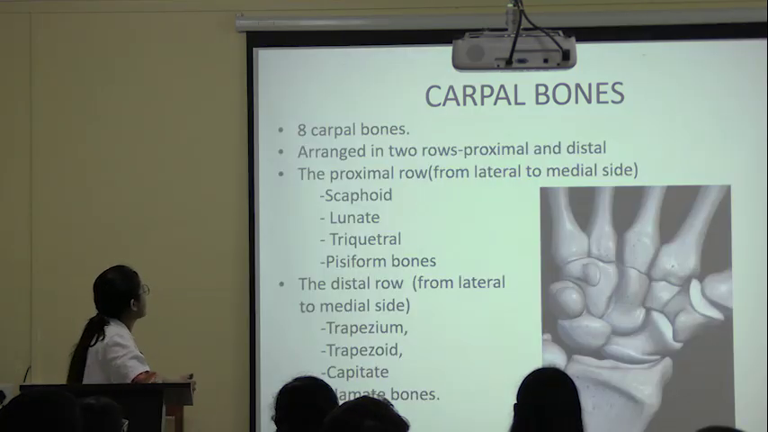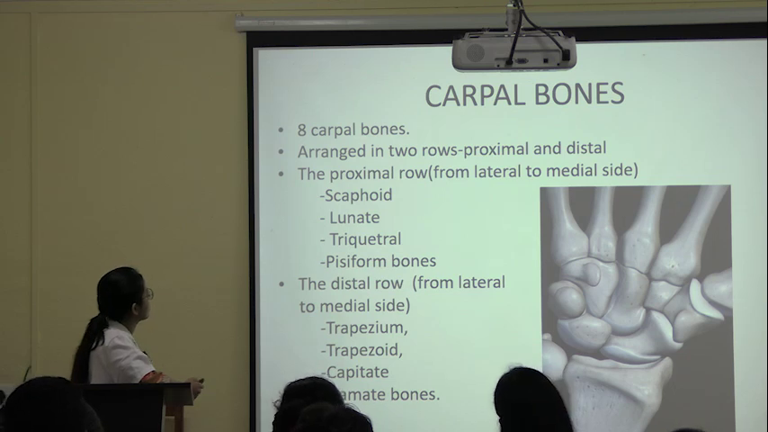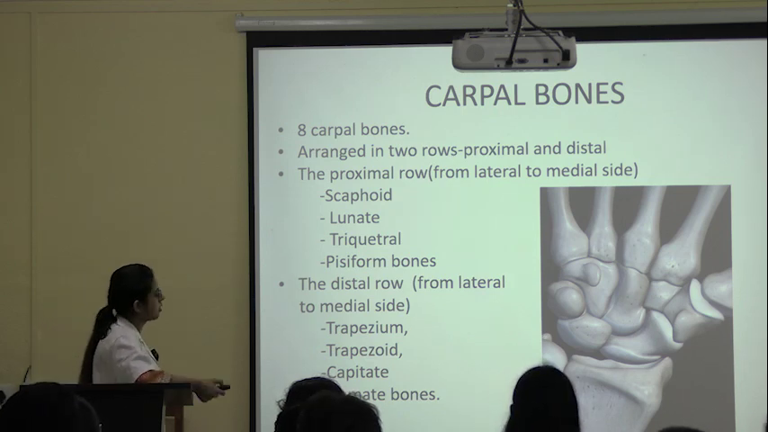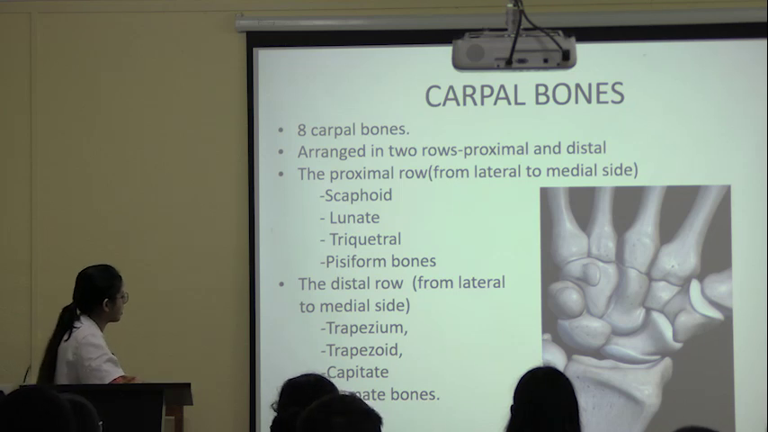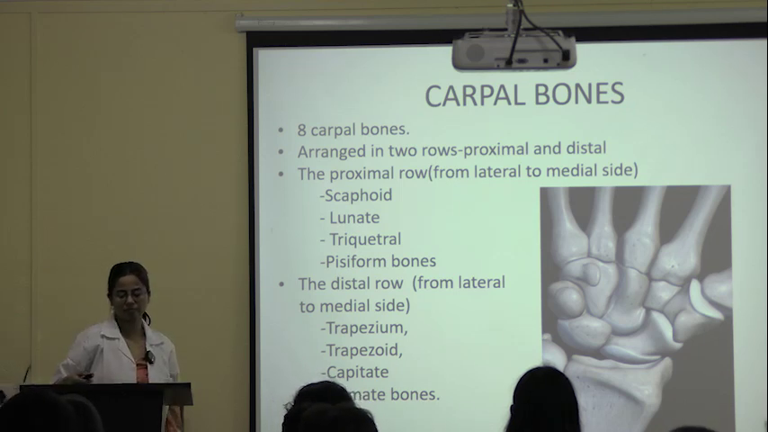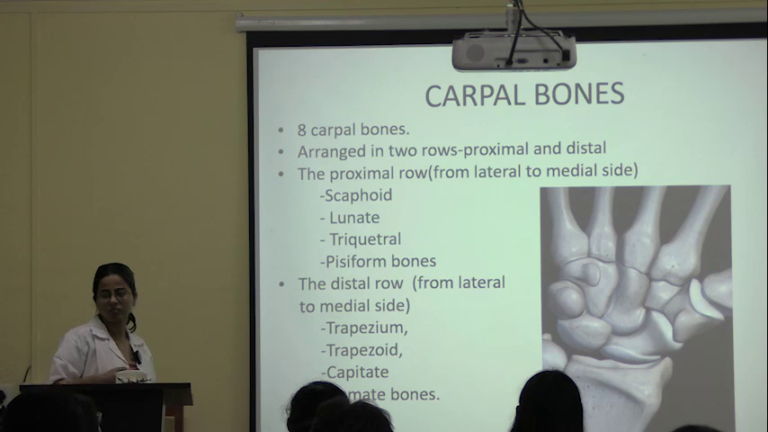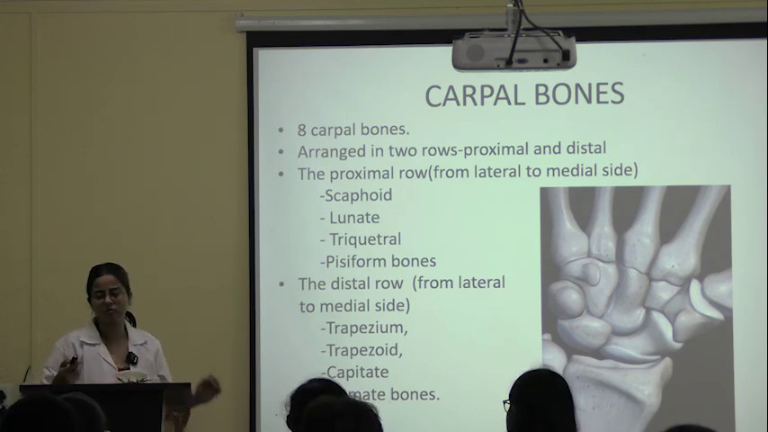You can write it. There are eight carpal bones arranged in two rows, proximal and distal. Proximal from lateral to medial: scaphoid, lunate, triquetral, pisiform. In the distal row, from lateral to medial: trapezium, trapezoid, capitate, and hamate. On the palmar surface, is the pisiform on top of the triquetral? Yes. On the distal part of the triquetral, there will be the pisiform.